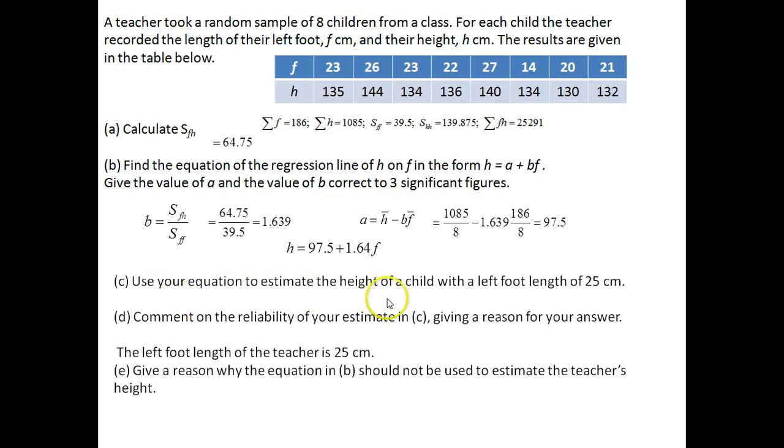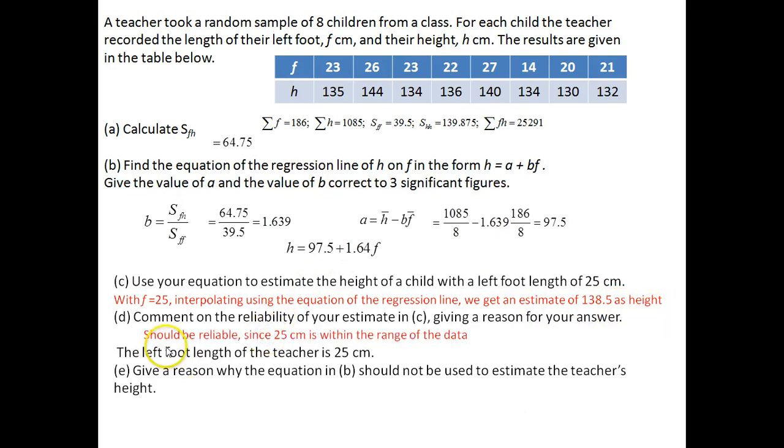Use your equation to estimate the height of a child with a left foot length of 25. 25 is within the data range. Therefore, interpolating with F equals 25, using the equation, we get 138.5 as an estimate of the height. Is this reliable? It should be, as 25 is within the range of the data.